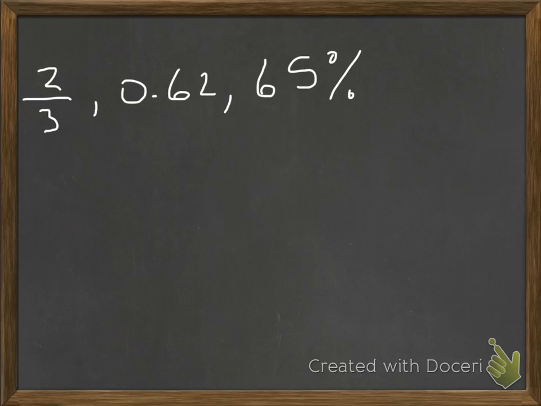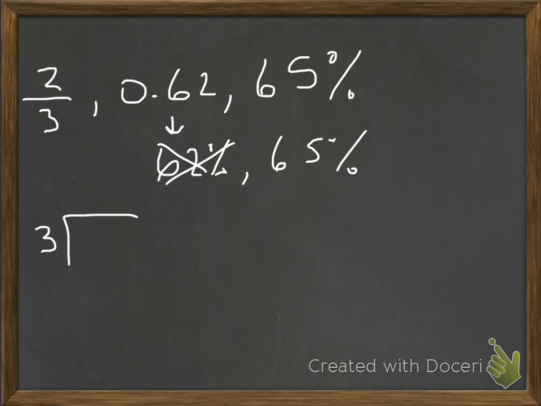Here we have 2/3, 0.62, and 65%. So this is going to be 62%. This is 65%. For this one, we're looking for the greatest. So already we can get rid of 62 because 65 is bigger than 62. Now we just have to find out what 2/3 equals.